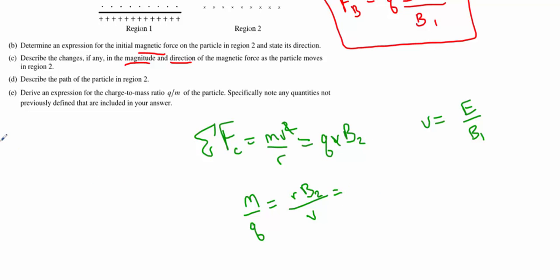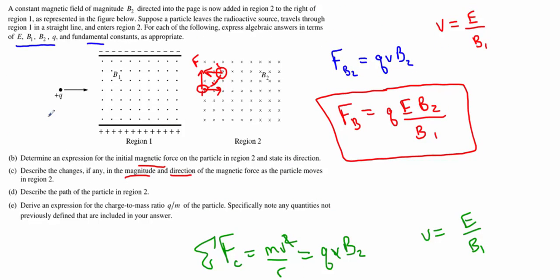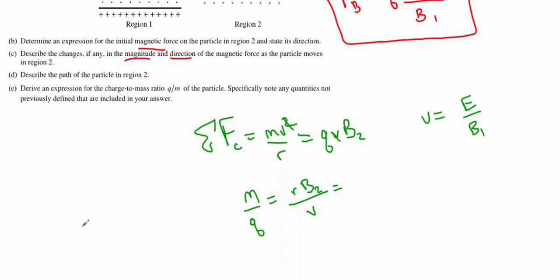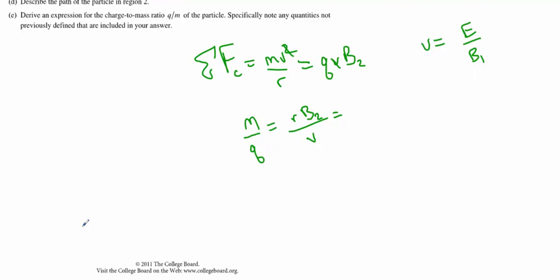And how do we want to report r? Is r one of the ones up top? Alright, so this is one that was not previously defined, that is going to be in our answer. So we're going to have m over q will equal r B1 B2 over E.